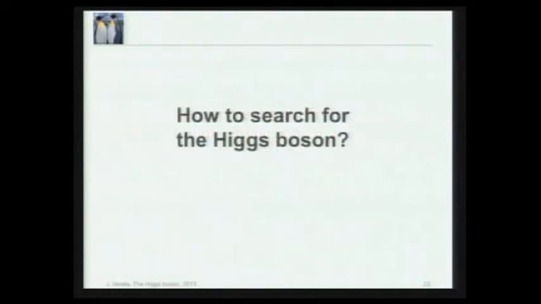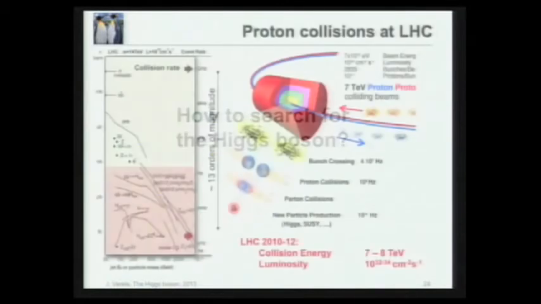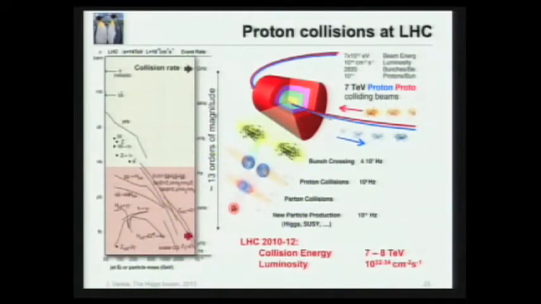And this is where we come to the LHC. Now I will tell you a little bit about how we try to search for the Higgs boson. So, end of theory, and now we go to the experiment. Proton collisions at the LHC, so I have already told you that this is what we do. We collide protons with beams at 7 TeV of energy.